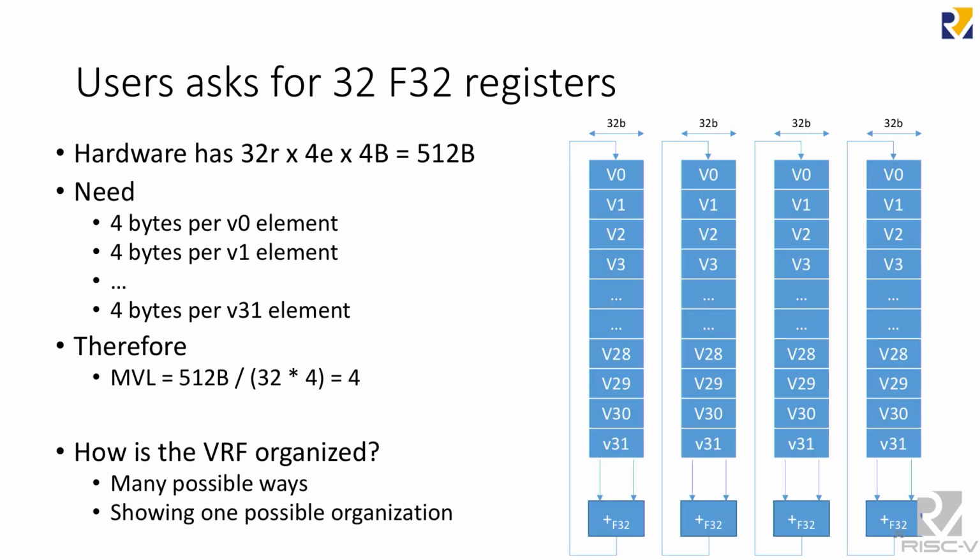Now, how is that organized in a vector register? Here's a possible picture. That's an implementation. You are not constrained by my picture in any way. You could have 4 SRAMs, 1 per lane, and you just put 1 element of each vector in each SRAM. So this works really well. That's what you'd naturally do.